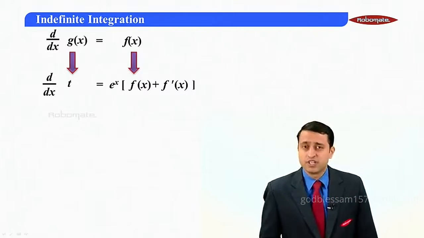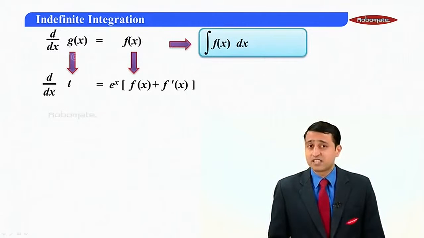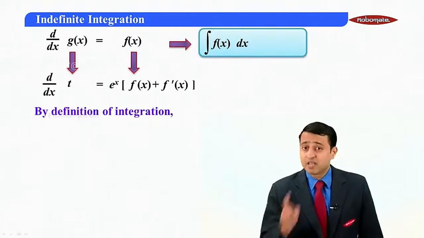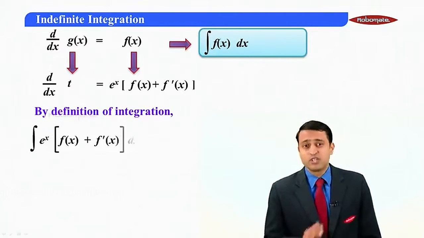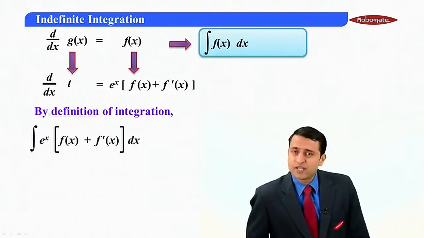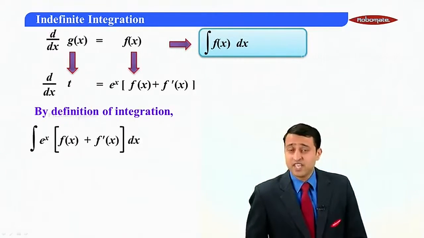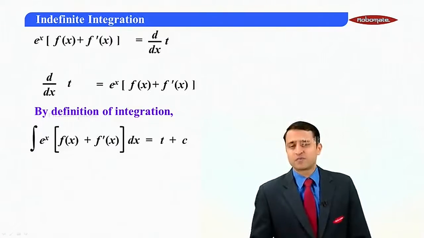and this we know is the first step of the definition of integration. So as per that, can I say the integral of f of x dx, this comes from where? This comes from the definition of integration. Can I say that is equal to g of x plus c? So what we will get is the integral of e raised to x into f of x plus f dash of x dx is equal to t plus c, because that is g of x plus c.